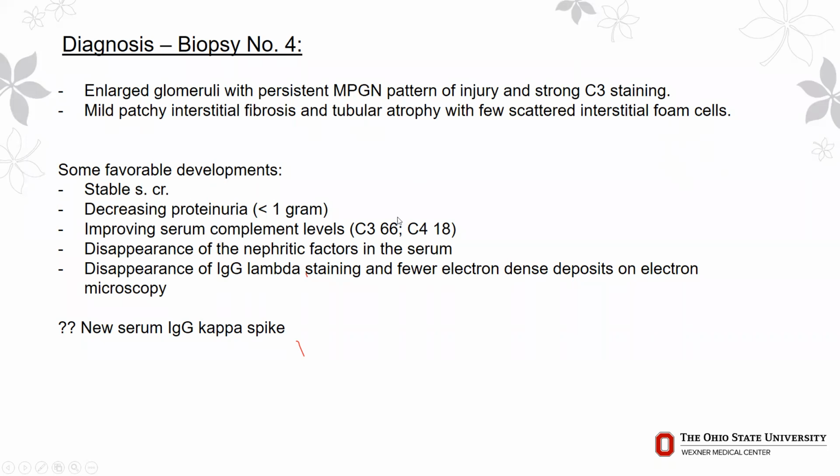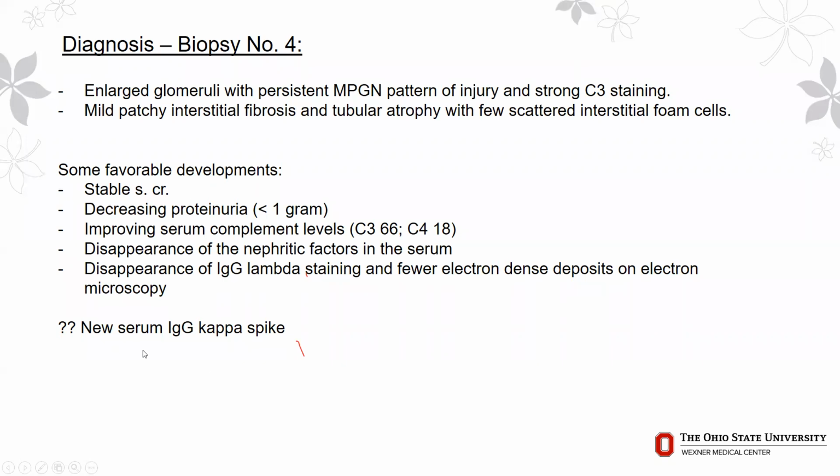Her serum complement levels began to improve. C3 was now picking up. Remember, in the beginning, it was like 10 or something. It was really low. So it's a little better now. Nephritic factors had disappeared. The IgG lambda staining has disappeared. And electron-dense deposits on electron microscopy are fewer. Not gone, but they're fewer.